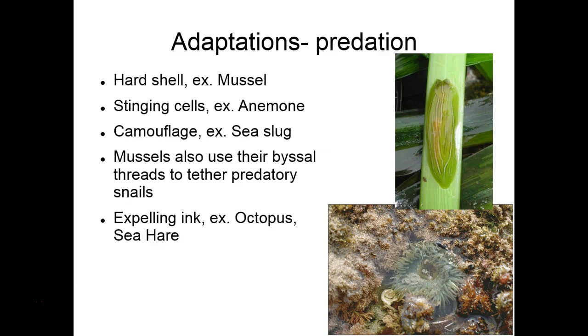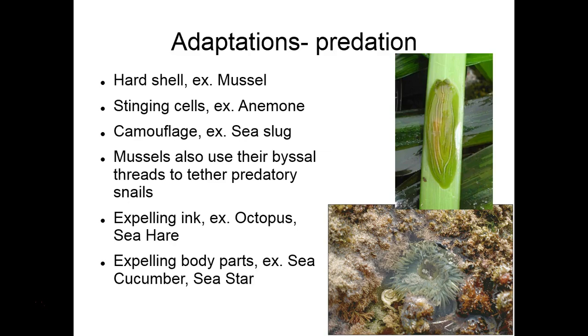Another example is the production of ink. Basically, it's a distraction. So when the tide is up and the octopus or a sea hare is under the water and a predator comes by or there's a threat, they will actually expel dark ink, which makes the predator distracted and looks at the ink while the octopus can quickly swim away.